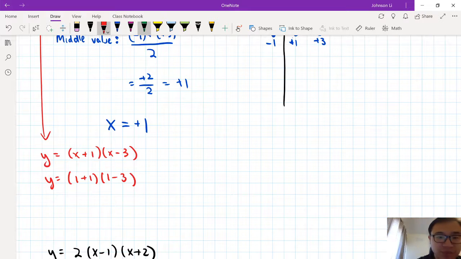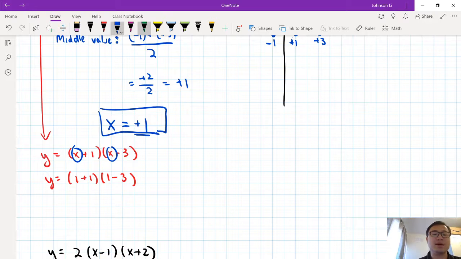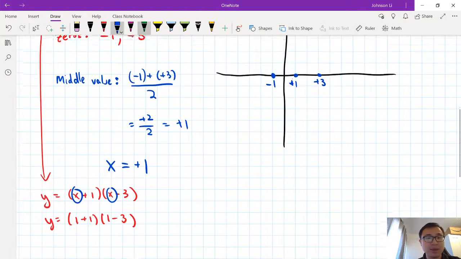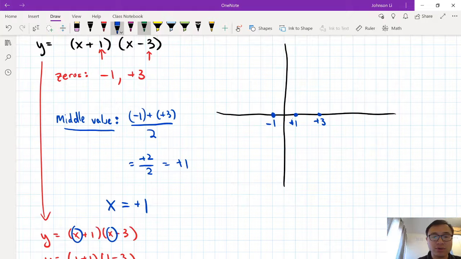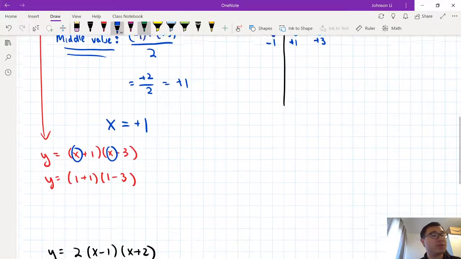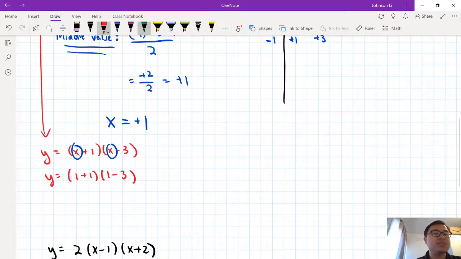All I did here was take this x, sorry, maybe a different color, take this x and this x, and because I know x is the same thing as positive 1, I just put that into that x instead. Because we've already established that our x is positive 1, because it is our middle value, we can use it to find out what the vertex is. And we can use it to find out what our y value for the vertex is.